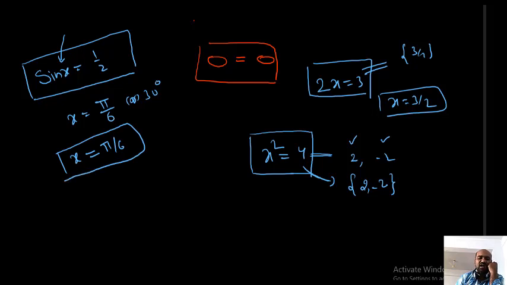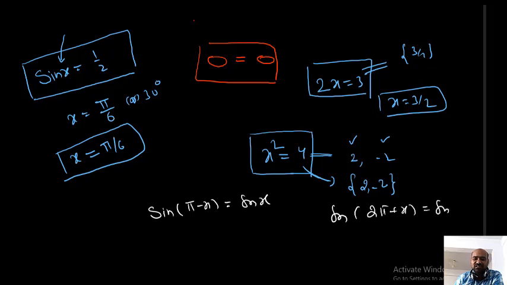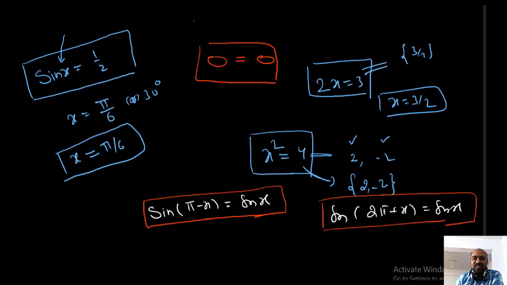Why? Because already you know the concept of allied angles. Listen, students. Sin of pi minus x equal to sin x only. Sin of 2 pi plus x equal to sin x only. Very, very important, no? I already explained the allied angles concept in trigonometry. Sin of pi minus x is sin x only, sin of 2 pi plus x is sin x only.